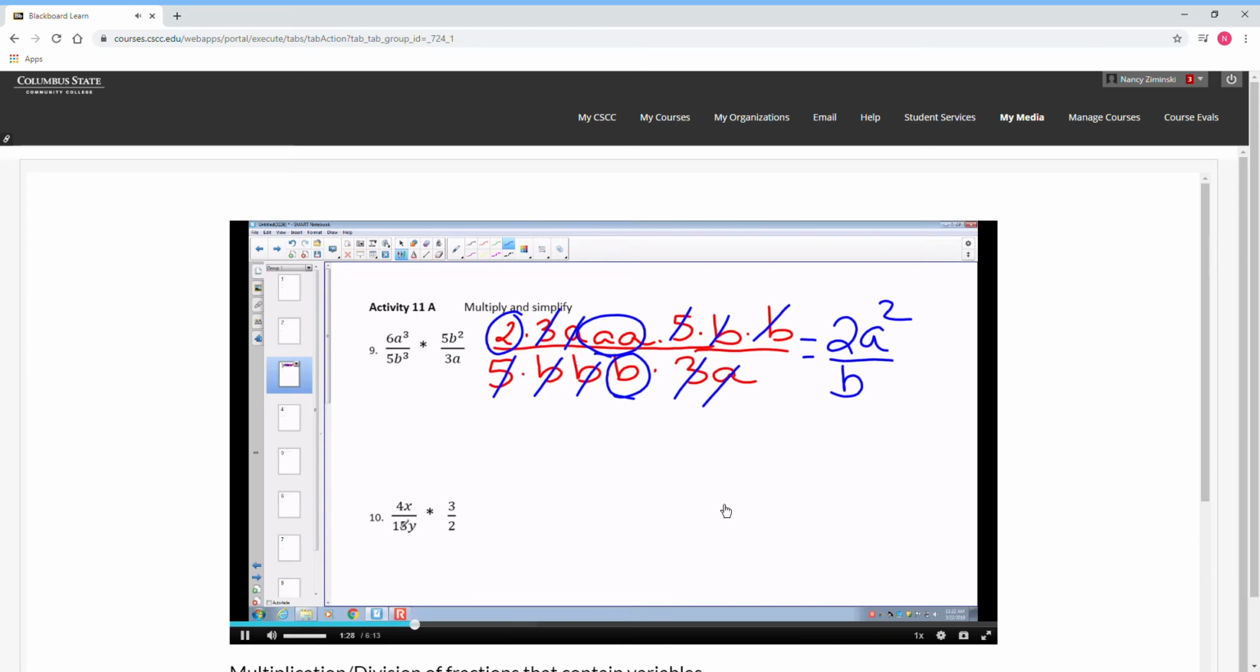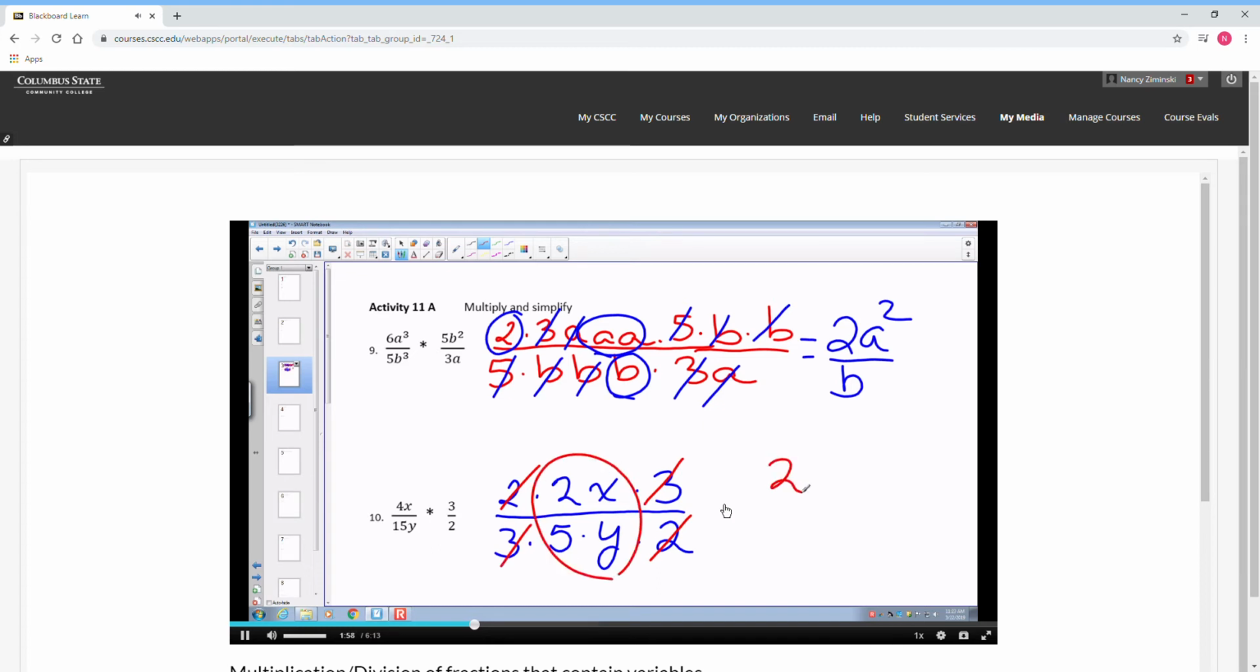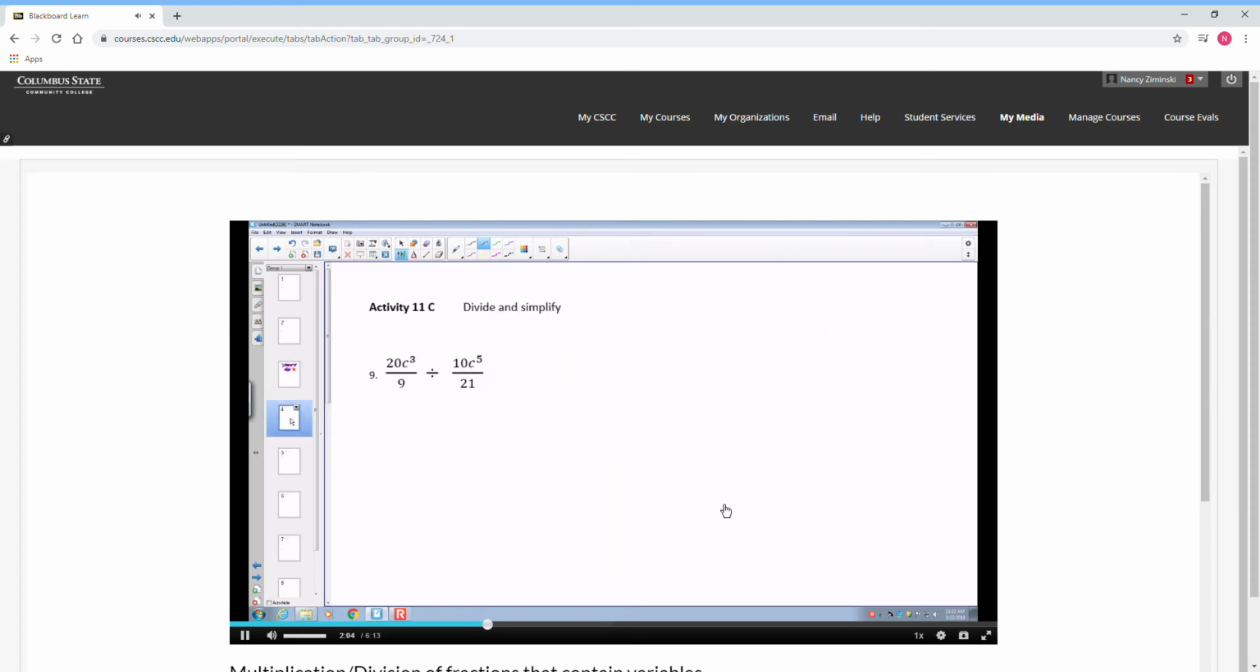So for number 10, again, we're multiplying across the top and across the bottom. So for the numerators, I have 2 times x times 3, and across the bottom, 3 times 5 times y times 2. And now I'm going to divide out common factors. So I have 2 divided by 2, and I have 3 divided by 3, and I'm left with 2x over 5y as my product.